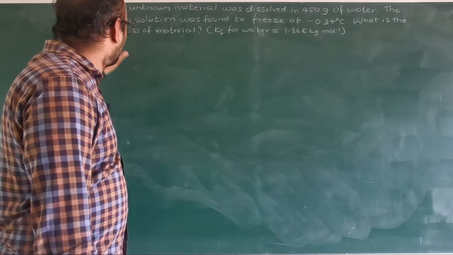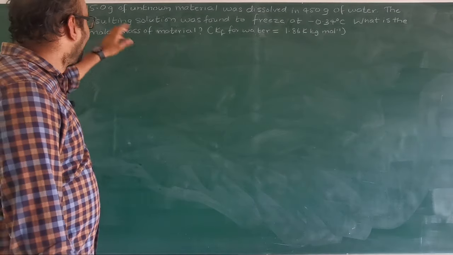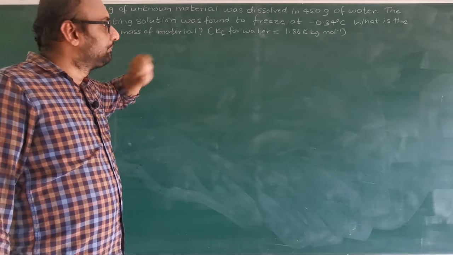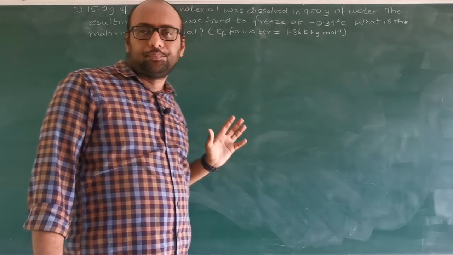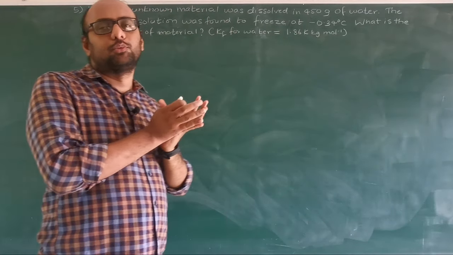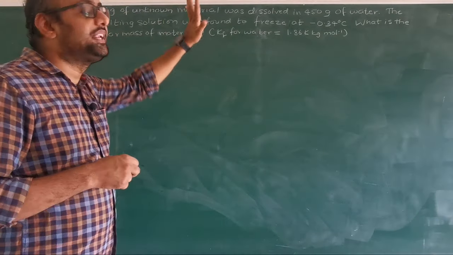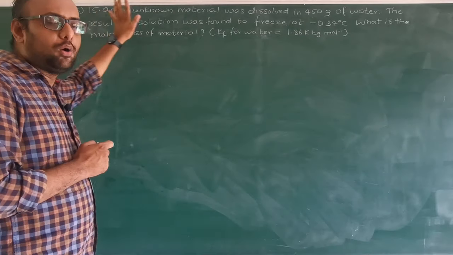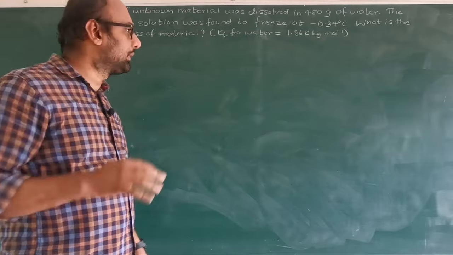Next, moving forward with the next numerical problem on the molar mass of the solute, we have 15 grams of unknown material was dissolved in 450 grams of water. Okay, so here water is the solvent, 450 grams of water. And what is added to that water? Unknown material is added. How much unknown material is added? 15 gram of unknown material. It is added to 450 gram of water.